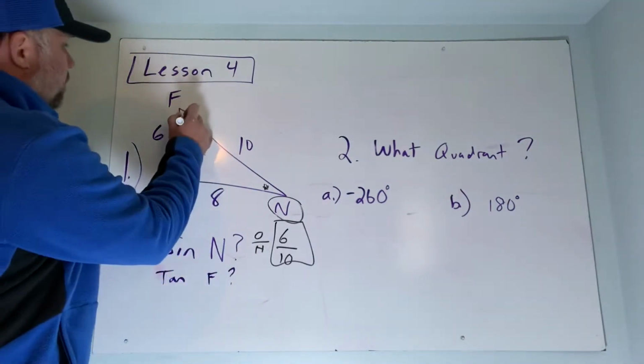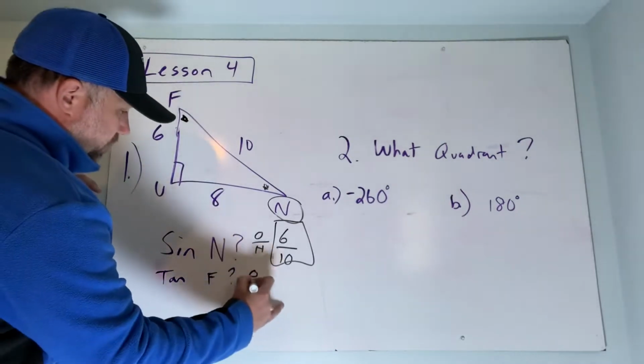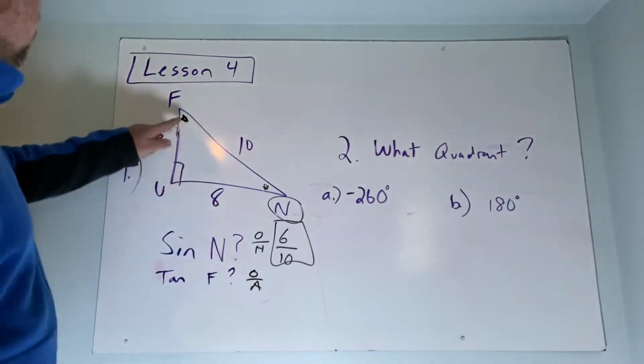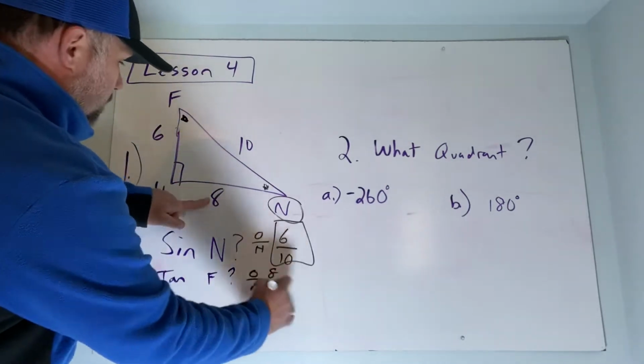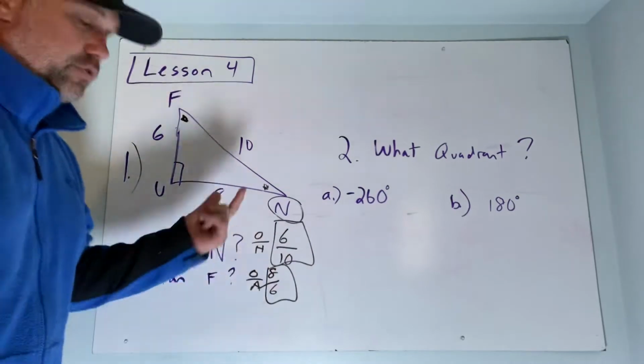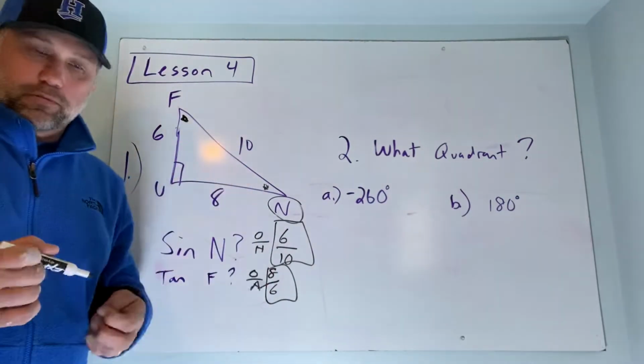Tangent of f. F's up here now. Tangent is opposite over adjacent. This is all from SOHCAHTOA. Opposite is going to be the 8. The adjacent is going to be the 6. So 8 over 6, which you could reduce to 4/3 if you'd like to as well.